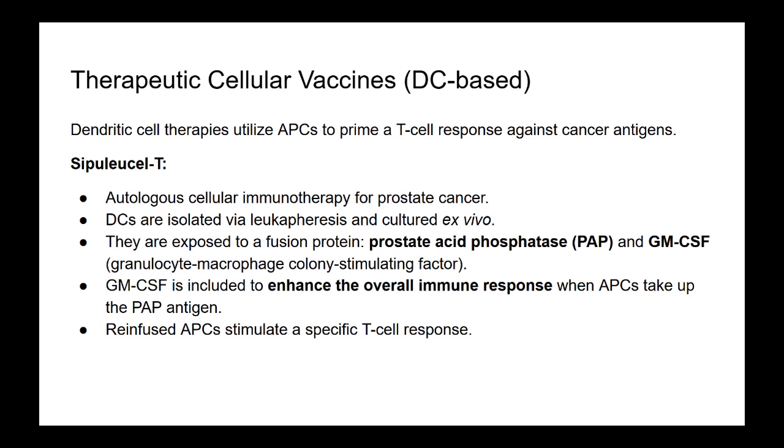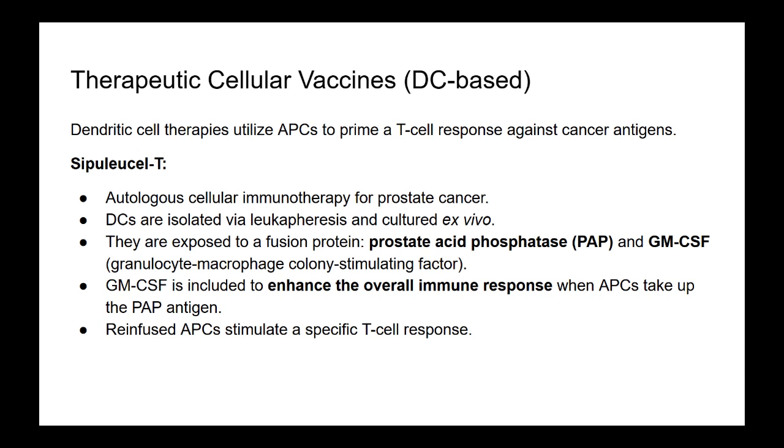Exactly. The DCs take up and process this PAP-GM-CSF fusion protein, becoming activated and primed to present the PAP antigen. These activated antigen-loaded DCs are then reinfused back into the patient. Once back in the body, they migrate to lymph nodes and effectively stimulate a specific, hopefully long-lasting T-cell response, both CD4+ and CD8+, against the patient's prostate cancer cells that express PAP. It's more about initiating a targeted adaptive immune response rather than direct killing by engineered cells.